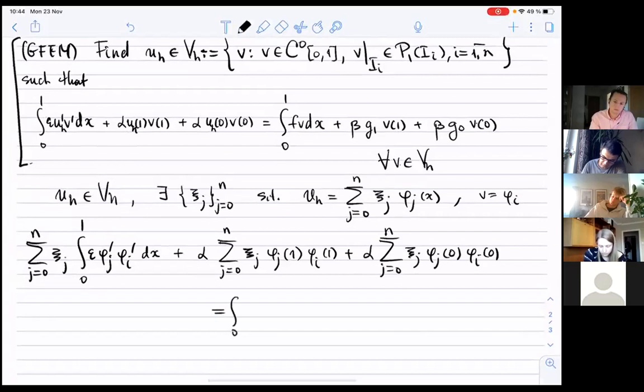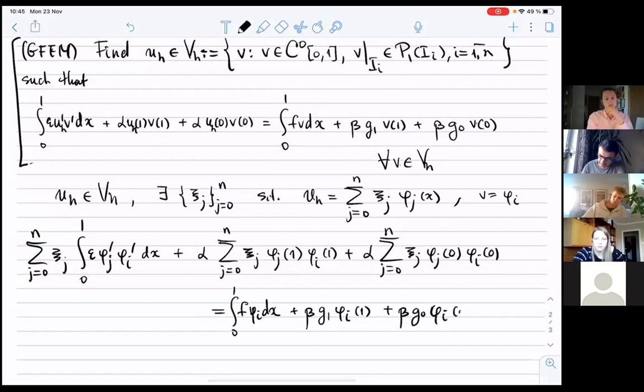This one is equal to the integral from 0 to 1 of f phi I dx. So I'm writing this part plus beta g1 phi I at 1 plus beta g0 phi I at 0. So instead of v, we put phi I. And this formulation is true for all I from 0 to n. So we have n plus 1 equations and n plus 1 unknowns. These are unknowns, the size.